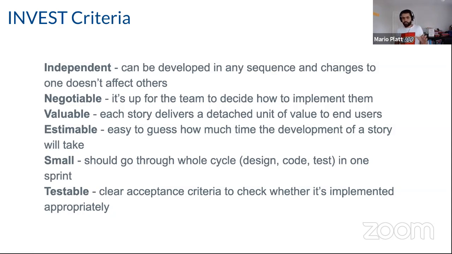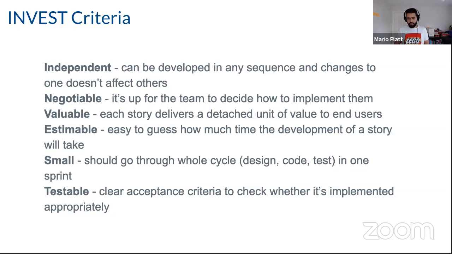So each story should deliver a detached unit of value to the end users, whoever those users are. We're going to talk about it next. It should be estimable. So if we define the user story, a developer should be able to look at it and say, I think this is going to take 2 days, it's going to take 2 weeks, however long it's going to be. So the story itself should be worded in a way that is easy for someone else to create an estimate on. It should be small.